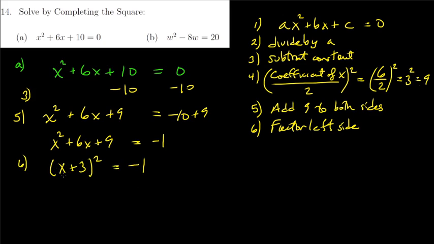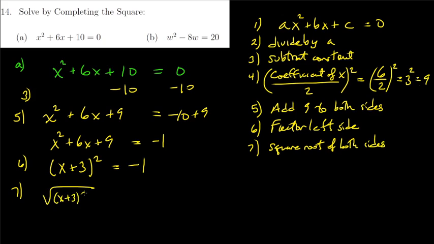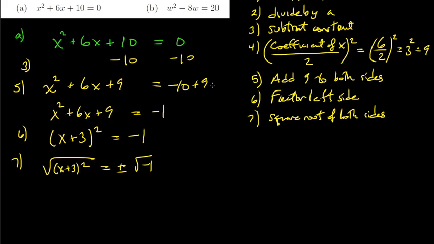So hopefully you remember your factoring, right? And this is just a perfect square here. Step 7, well, now just take the square root of both sides. So apply the square root property here. So square root of both sides, right? Which is what we just did. So take the square root of the left side plus or minus the square root of the right side.